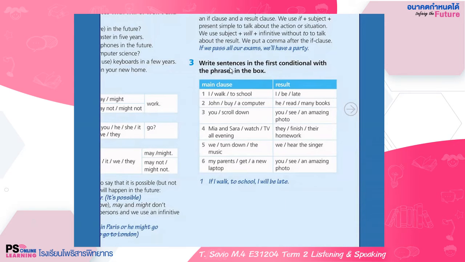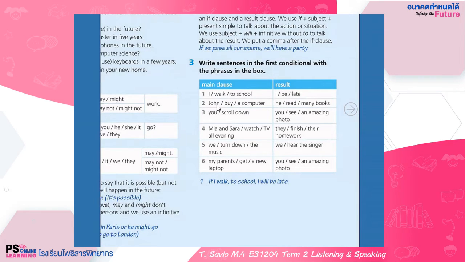Exercise 3. Write sentences in the first conditional with the phrases in the box, the main clause and the result. I walk to school. I be late. The example number 1 is done for you. If I walk to school, I will be late. So if comes in the beginning of the sentence and will come in the result.